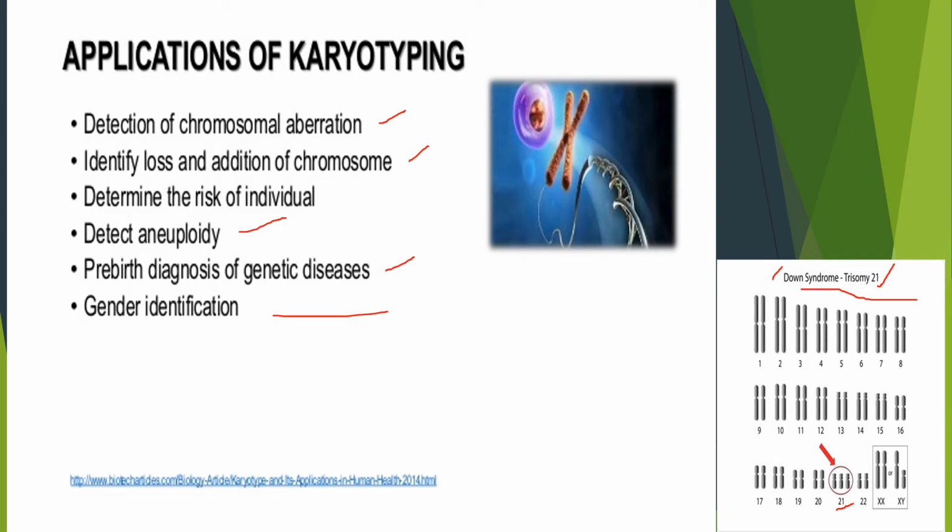If a family has a history of genetic disease, that genetic disease can be identified when the baby is developing in the uterus itself. It can be diagnosed in the mother's uterus whether that baby has a genetic disease or not. This is all about the applications of karyotype.